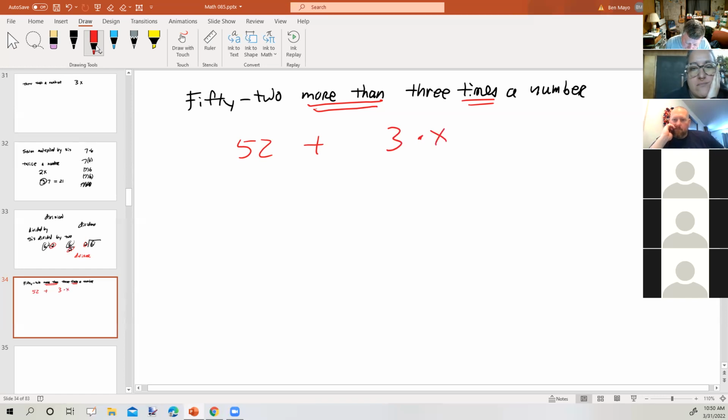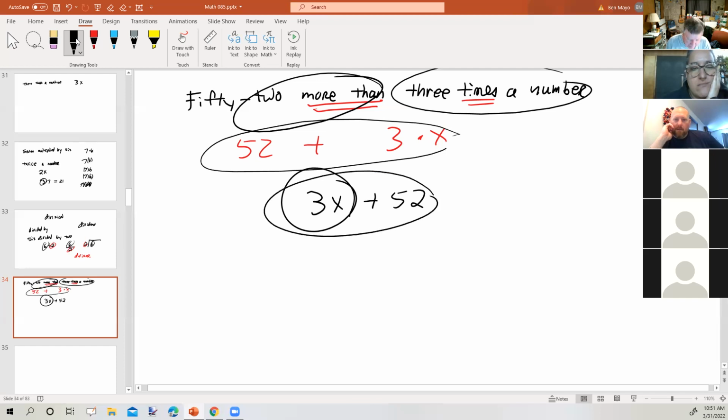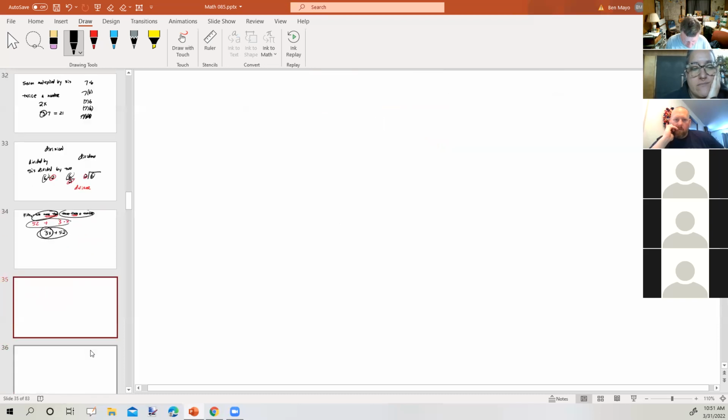And this is not wrong, but a more literal translation would be this. We've got 52 more than what? More than 3 times a number. So we're starting with 3 times a number, and we've got 52 more than that. Again, writing it the other way is not wrong, but this is best. Okay with this expression? All right, give me a second to take some notes.